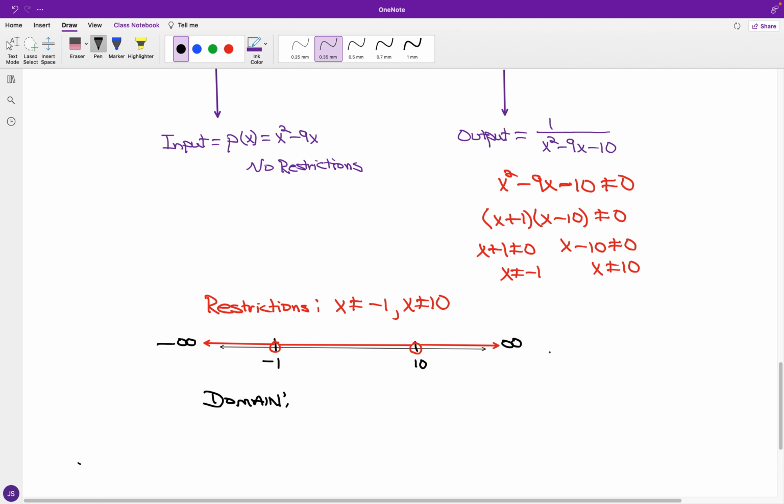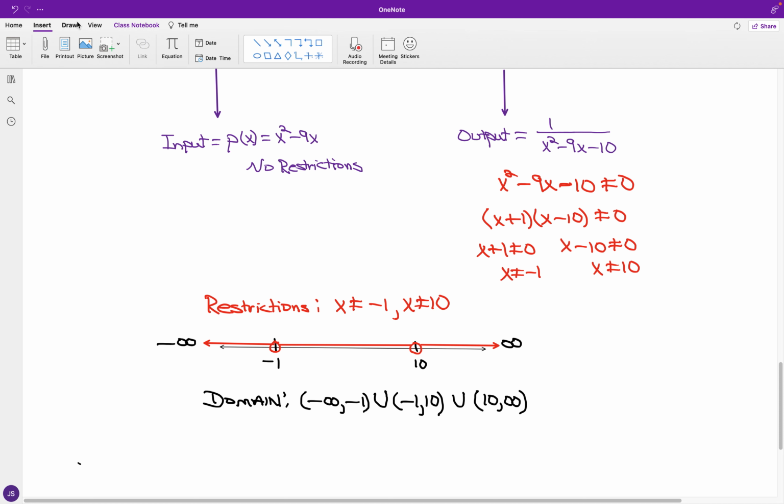And in the case of the domain, we have between -infinity and -1, but not including -1. For the middle section, we have between, but not including, -1 and 10. And at the upper end, we have those values of x greater than 10. So in interval notation, we have two exclusions, which lead to three subinterval portions.